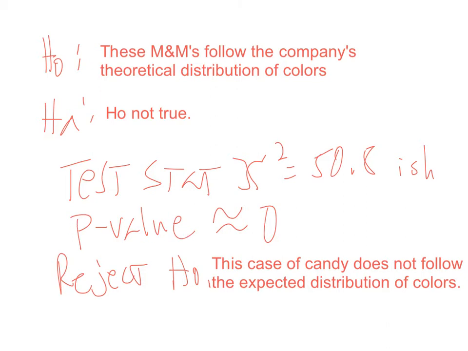The p-value, when I ran that on my calculator, came up to be a very small number. So 0. And so we're going to reject H0. Looks like this candy does not follow the expected distribution. Okay, and that's a goodness of fit test. Not too bad. Calculators work really well.